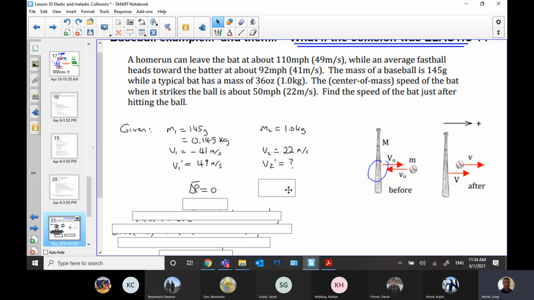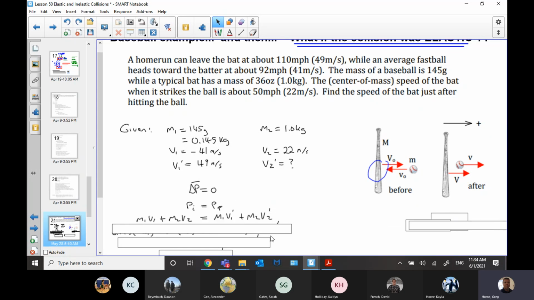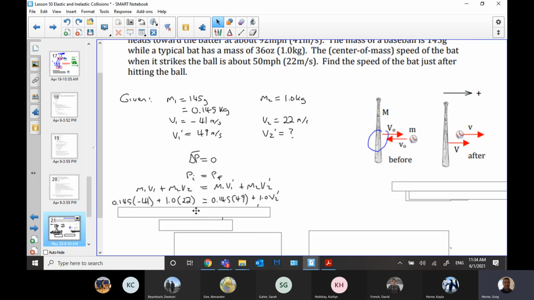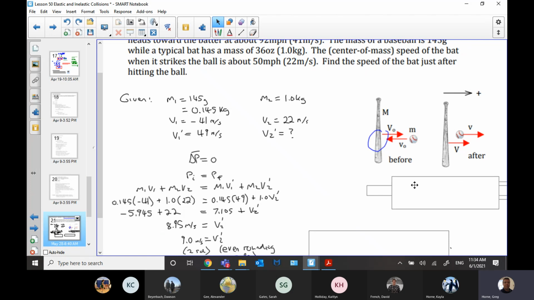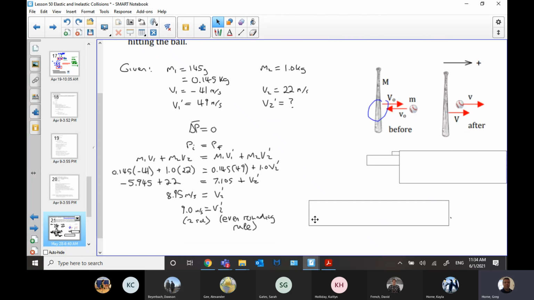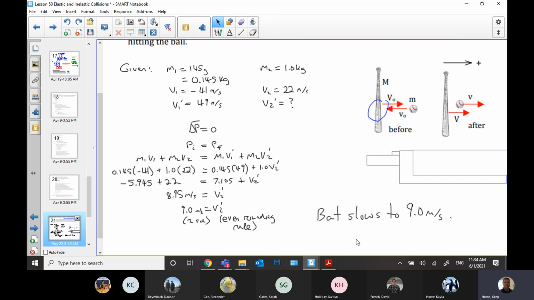So we'll run the numbers. This is a review, so I'm just going to show it. This is just conservation of momentum. Numbers go in, boom, boom, boom. You can calculate that the speed of the bat is still forward, but it's around 9 meters per second, in terms of two significant digits. So the bat slows down, but it's still going forward. He swings through the ball.